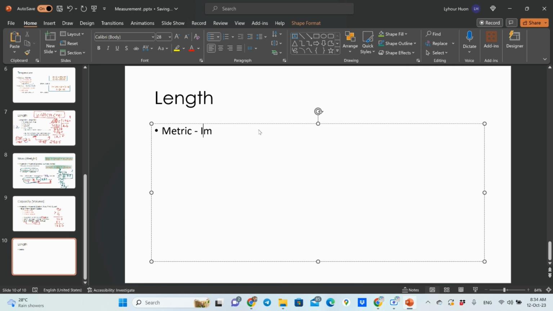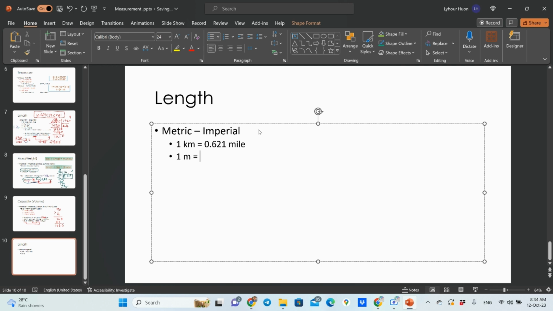Metric to imperial. Now it's cross system. So cross system, we also need to remember, because we don't have any logic or any reference. 1 kilometer is about 0.621 miles. See, it's very difficult to remember, even though we need to check the reference.